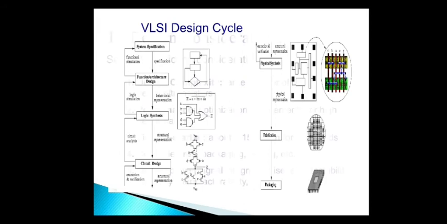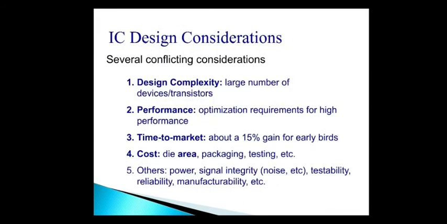Next, IC design considerations. What are the parameters to consider while designing an IC? First is design complexity. A large number of devices or transistors are used. When the number of transistors becomes larger and larger, the design becomes complex, and it is very difficult to design the complex structure.